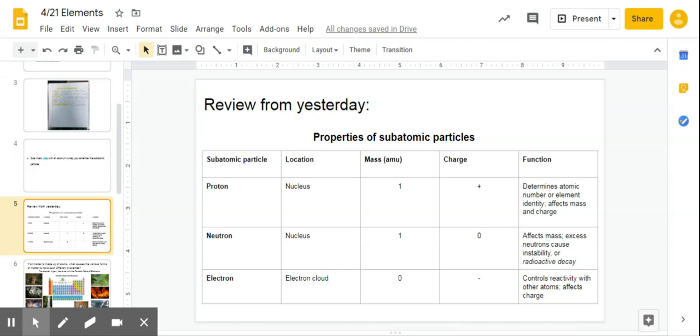And then we have the electrons. They're located in the electron cloud surrounding the nucleus. They're kind of like buzzing and swarming around the nucleus. They have basically no mass. The mass is negligible. We say it's 0, but they do have a negative charge. They control reactivity with other atoms, so we'll talk about that. And they do affect charge. They make it negative. Okay, so go ahead and complete your table from yesterday if you did not have the chance to do that in your reading.